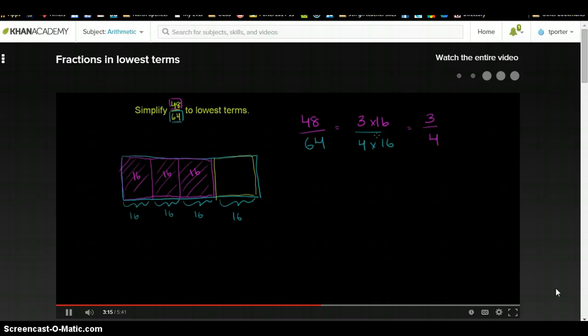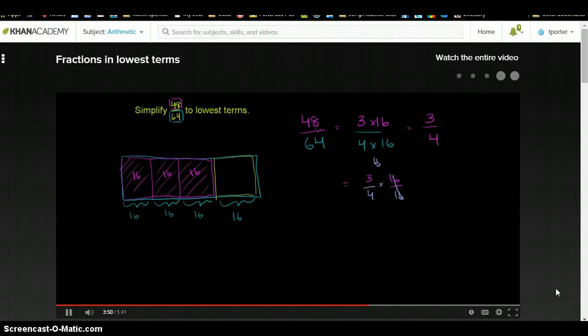And hopefully you see a mathematical way of immediately thinking about it. If you can factor out the greatest common factor, 48 is 3 times 16, 64 is 4 times 16, and then these cancel each other out. You could view this as equivalent to 3 over 4 times 16 over 16. This is the same thing as that. And 16 over 16 is 1, and you're just left with 3 over 4.